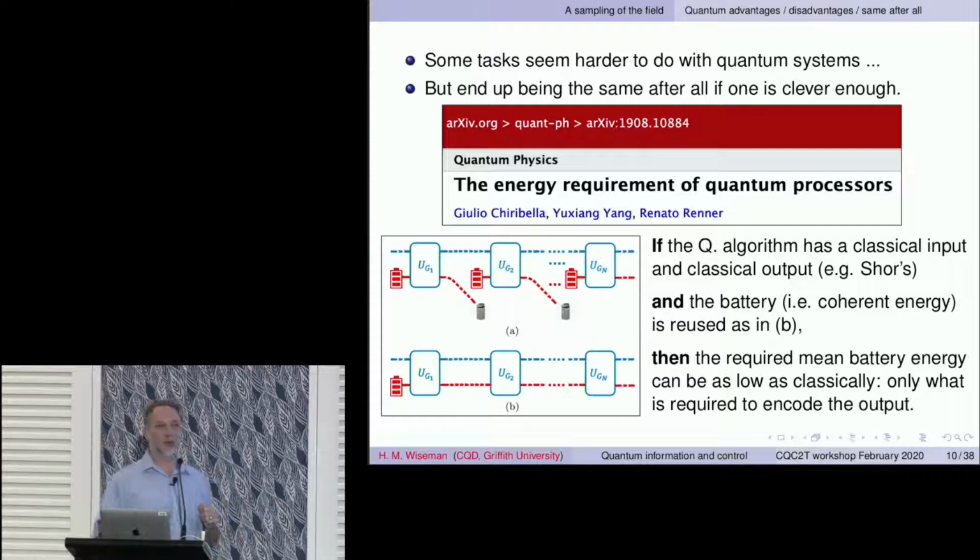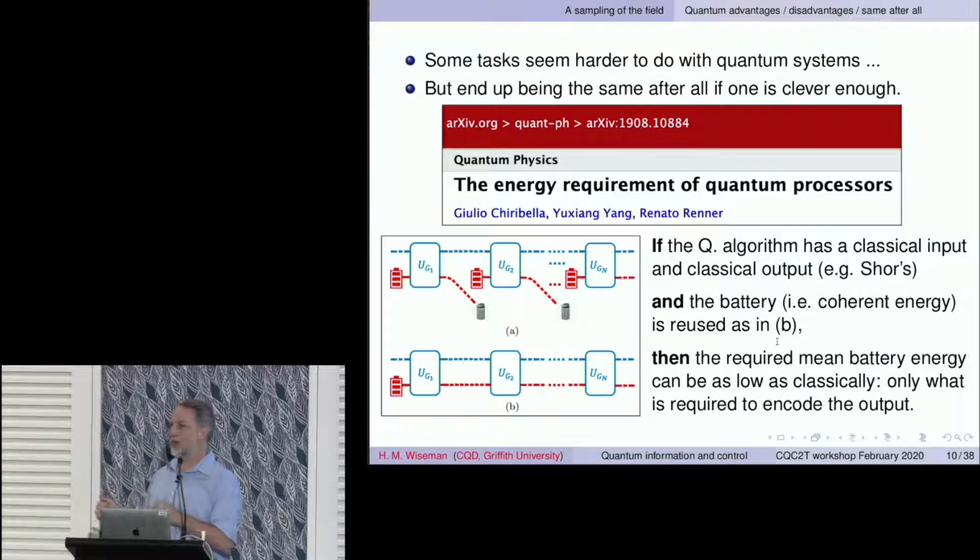Classically, in principle, you can do reversible computation with no energy cost beyond the energy to actually just encode the data in the first place and encode the answer at the end. Quantum mechanically, it looked like this was not going to be the case, but then these clever people showed that if you used your battery, so to speak, without throwing it away and getting a new battery, but used the battery successively through all of the gates, then in principle, the amount of energy you require, the amount of work you have to do for your computation, is no more than classically, if you have the type of computation where you have a classical input and a classical output.